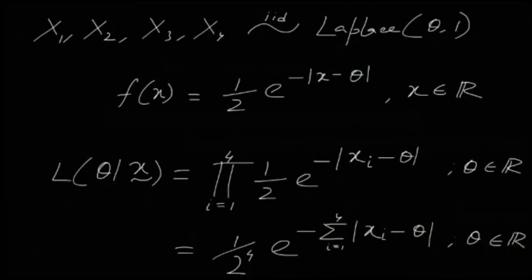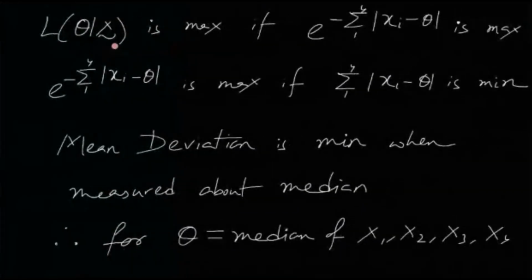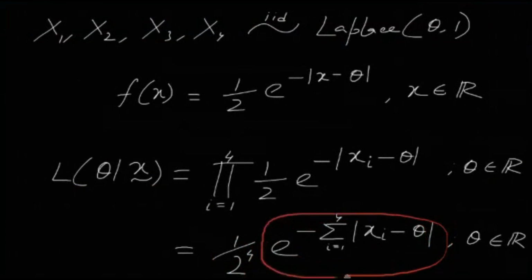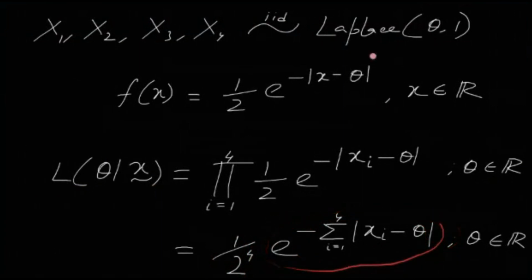Now we have to maximize this function of theta, this L of theta. Now L of theta given x vector is maximum if this quantity is maximum, right? Because 1 by 2 to the 4 is constant. So this quantity is maximum if this entire thing, e to the minus of summation, is maximum.